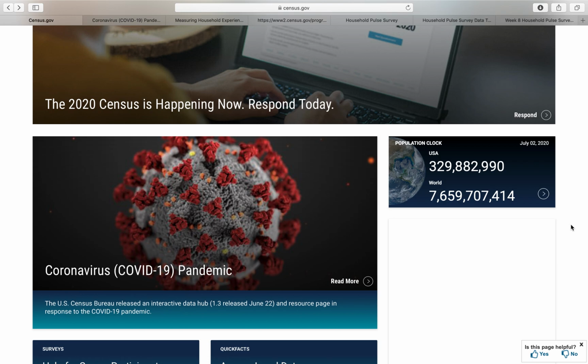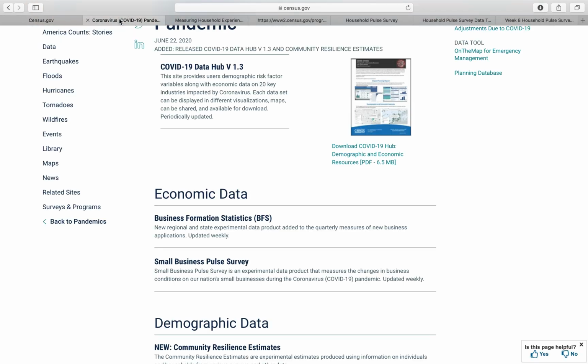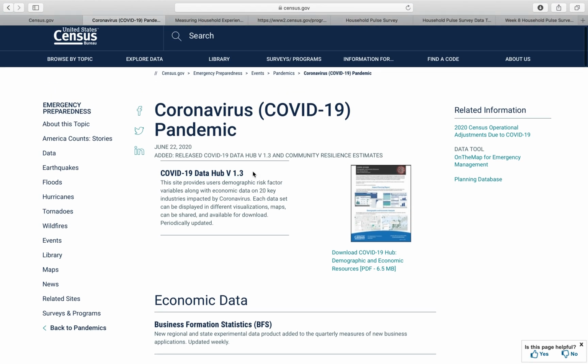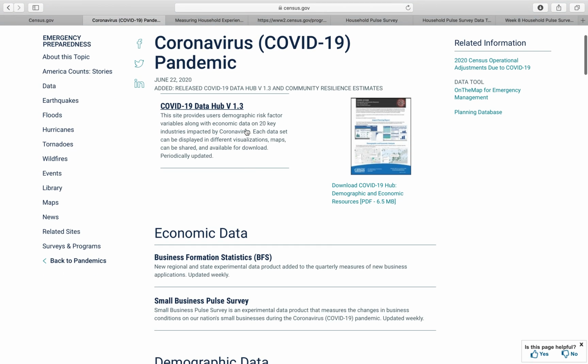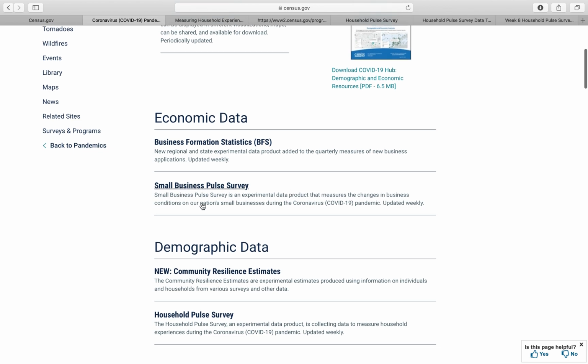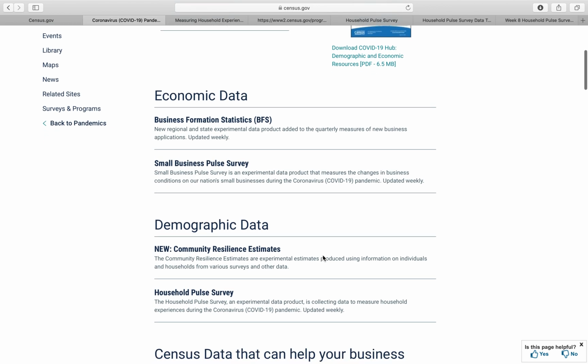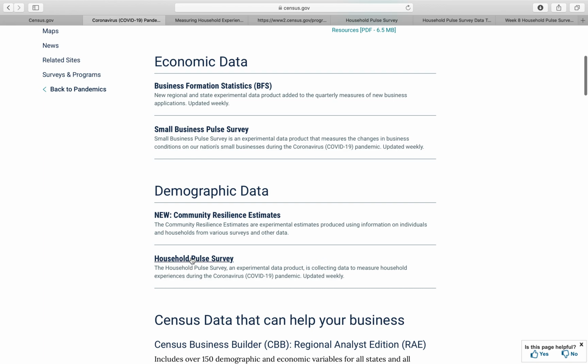They also did a survey of small businesses to see how they were affected by the pandemic. When you open up the census site, you'll hit this screen, Coronavirus Pandemic, and it'll take you to a page showing the different kinds of databases. Here's the survey for small businesses, with a little report about how small businesses did. But I want you to go to the Household Pulse Survey.